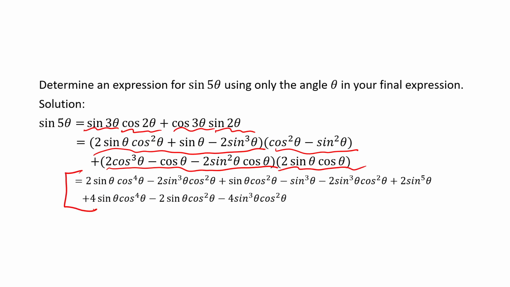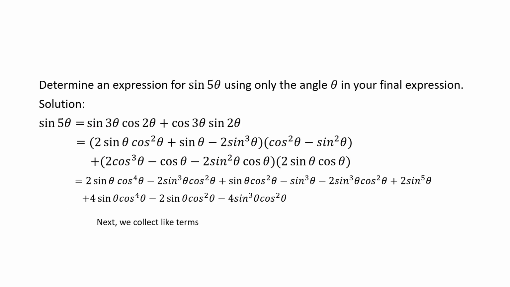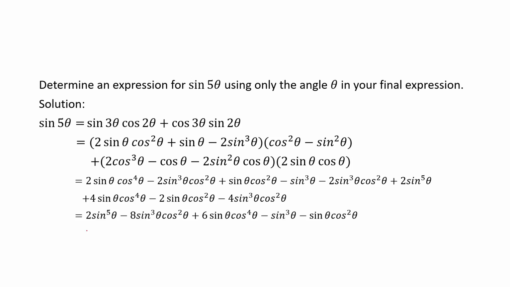Now, you can simplify by collecting like terms. If you collect like terms there, you end up with this expression here. There are no like terms to be collected. But every single angle is theta. Sine of theta to the exponent 5. Sine of theta, quantity cubed. Sine of theta, quantity squared. Sine of theta. Cos of theta, quantity to the 4. Sine of theta, quantity cubed. Sine of theta and cos of theta, quantity squared. We've answered the question the way it asked us to, and we're happy.